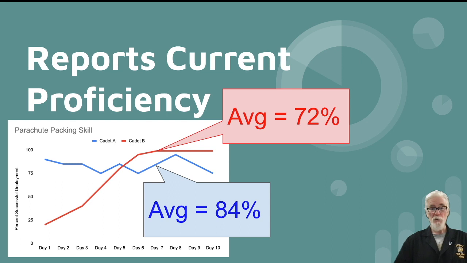But clearly, by the time the course was over, by the time the training was done, Cadet B was the more proficient parachute packer. And we feel like current proficiency tells the story much better than averaging a large number of events or even assessments over the course of a grading period.